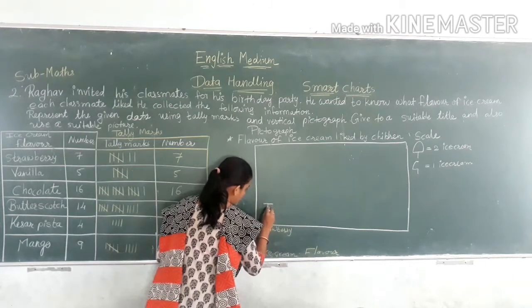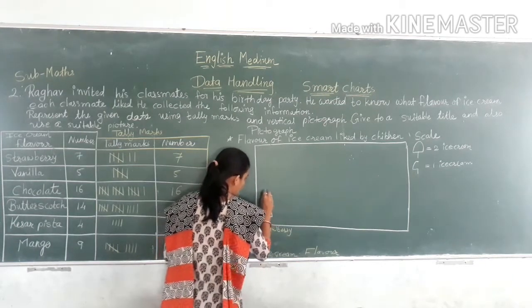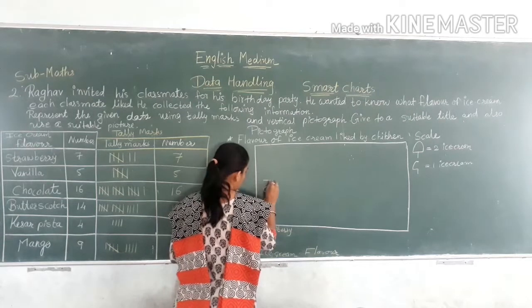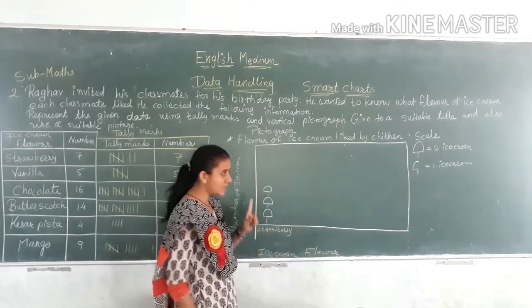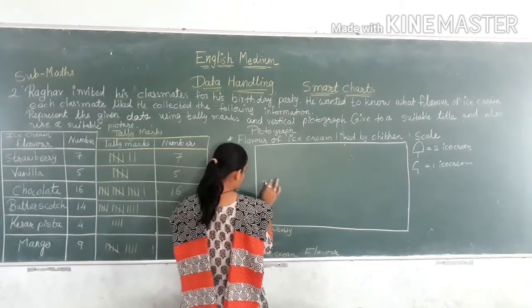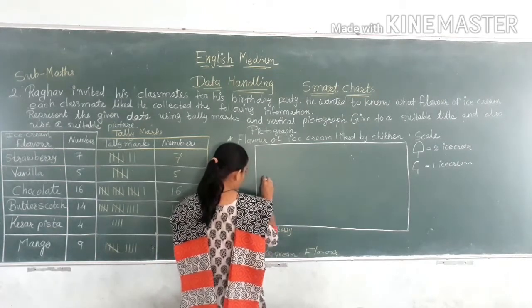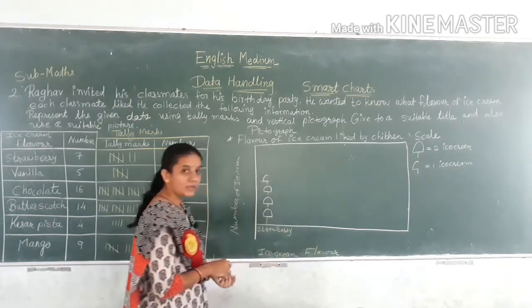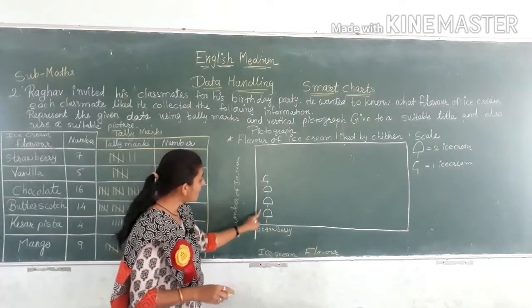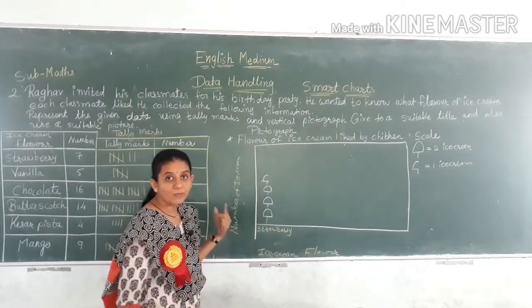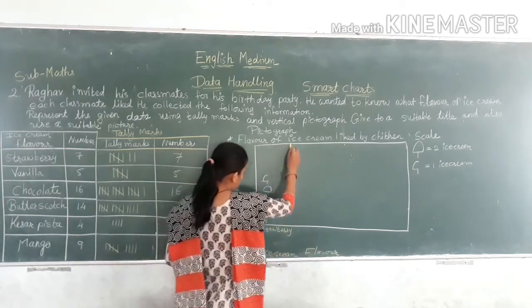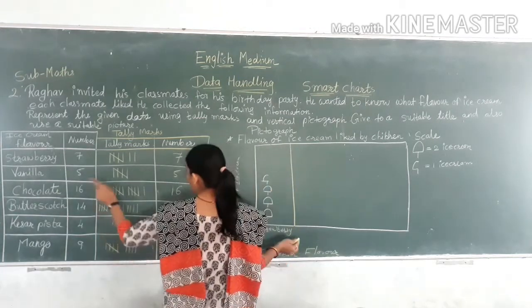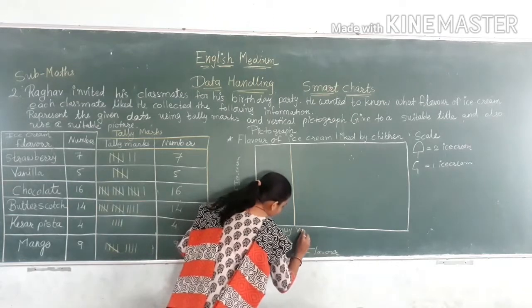1, 2, 3. 3 2s are 6, and a half. So 7 candy we made. So we are using a candy picture for making the pictograph. After strawberry, vanilla.